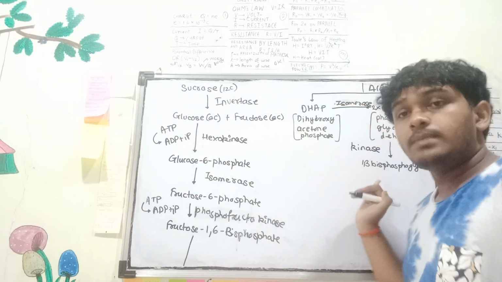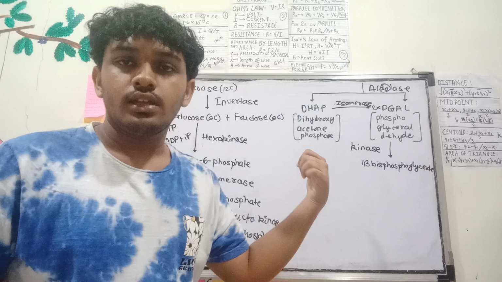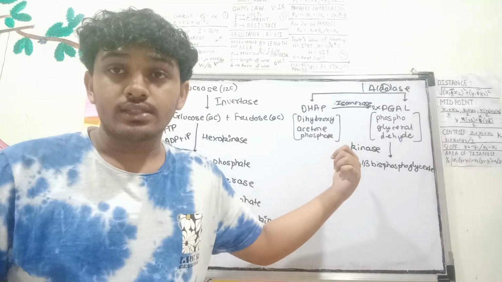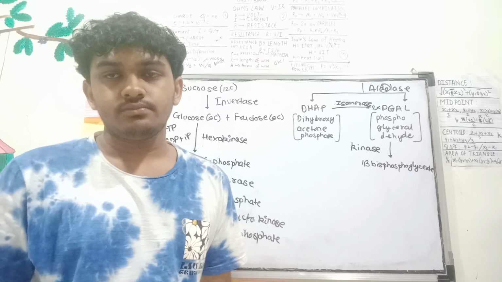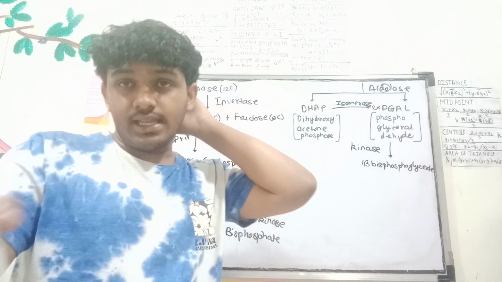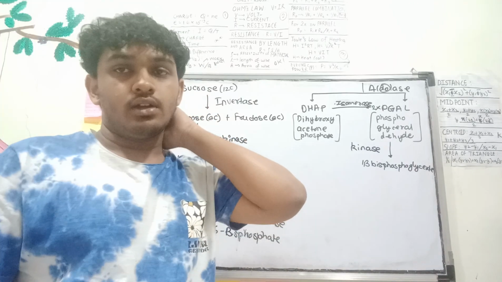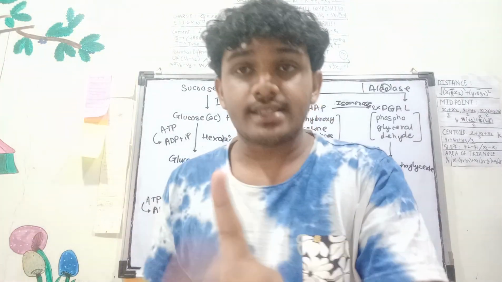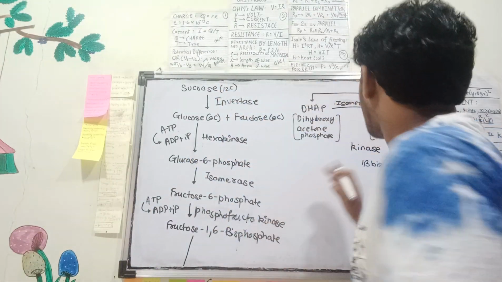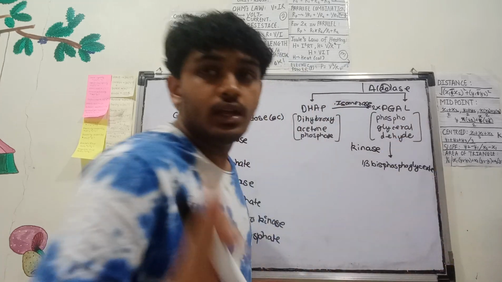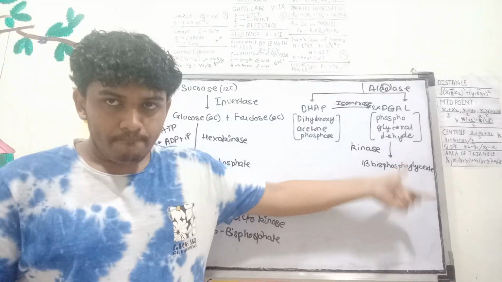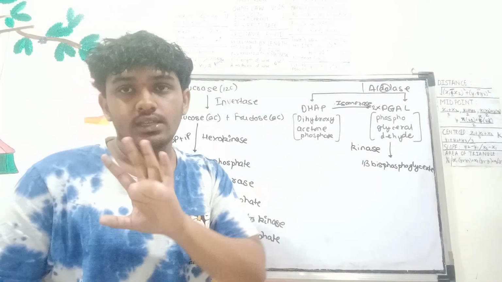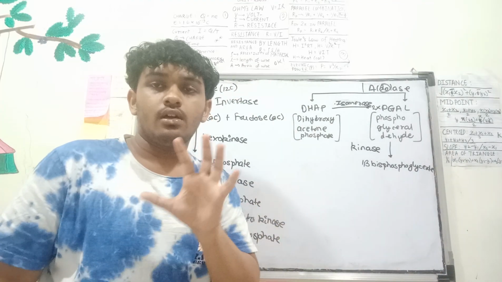Here ATP is not utilized. Here NADH2 is formed, not utilized. NADH2 is formed. How? I'll show you. So kinase will not come. Although phosphate is added, kinase will not come in the name of the enzyme.